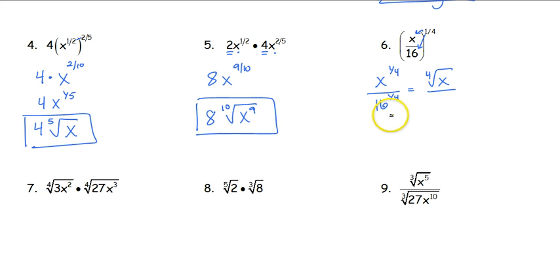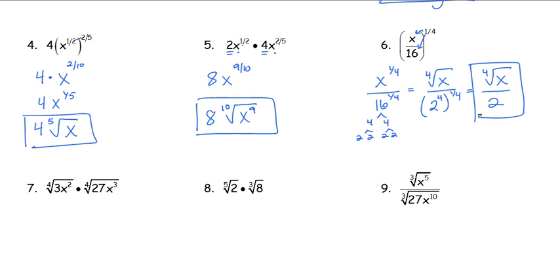We always look to see if we can break our bases down. You may have memorized what this is by now. If not, we have 4 and 4, 2 and 2, 2 and 2. So 16 can be rewritten as 2 to the 4th power, all raised to the 1/4. So now we've got a power to a power, which means we're going to multiply. 1/4 times 4 is just going to be 1. So that's 2 to the 1st power, which leaves us with our answer of the 4th root of x all over 2.